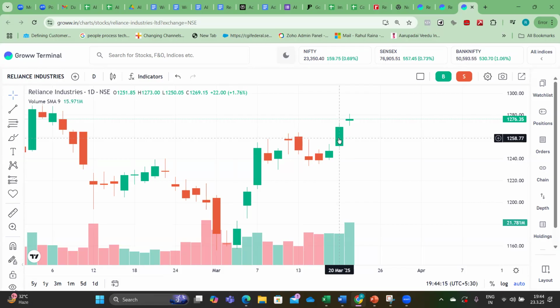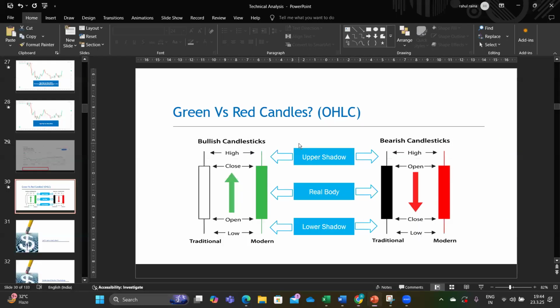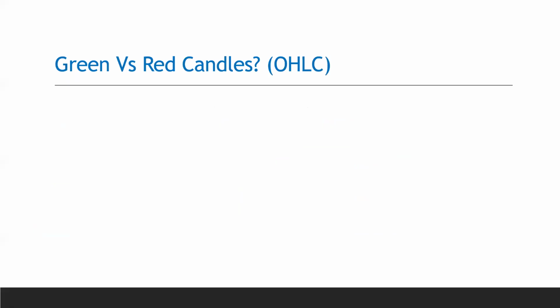Clear? Now let's see a red candle. You note the open price here. Open price is 1260.05. What is the closing price? 1247.9. Here, open is higher than closing, which means it will be a red candle. Clear? Let me show here as well.